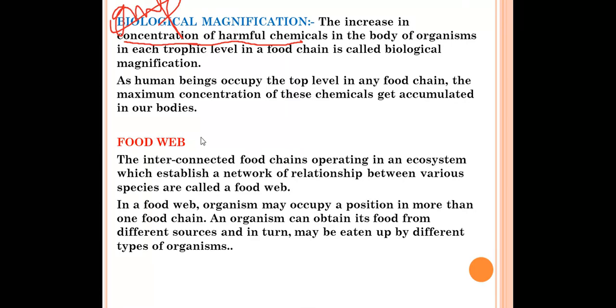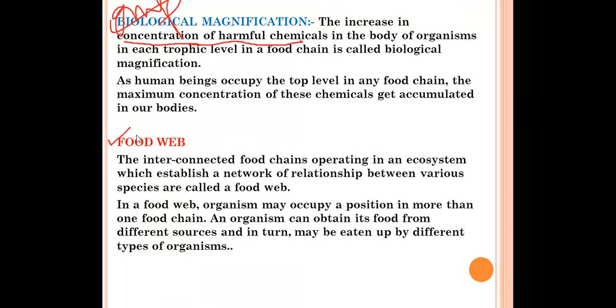Suppose we are eating fish, and the fish has eaten some other insects in whose body the amount of chemical is more. Then in our body also the chemicals will enter through the food chain. So human beings are the most affected as they are at the top level in any food chain, and we will suffer from many diseases. So what is biological magnification? Increase in concentration of harmful chemicals in our body in each trophic level in a food chain is called biological magnification.